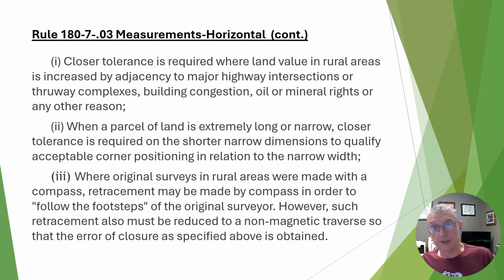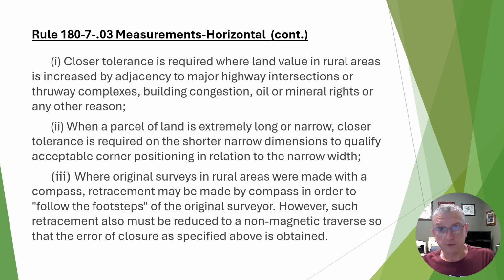So it says except as follows. These are more along the lines of footnotes. It's in the same rule, 180-7-.03. Little i says closer tolerance is required where land value in rural areas is increased by adjacency to major highway intersections or throughway complexes, building congestion, oil or mineral rights, or any other reason.